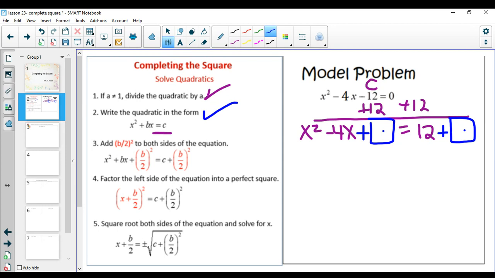Steps 3 and 4, I'm going to show you how I do it. They're telling you what to put in the box. So this is our box. We're going to put b divided by 2 squared. So our b in this case is negative 4. So you're going to do negative 4 divided by 2 and square it. That number is going in the box.